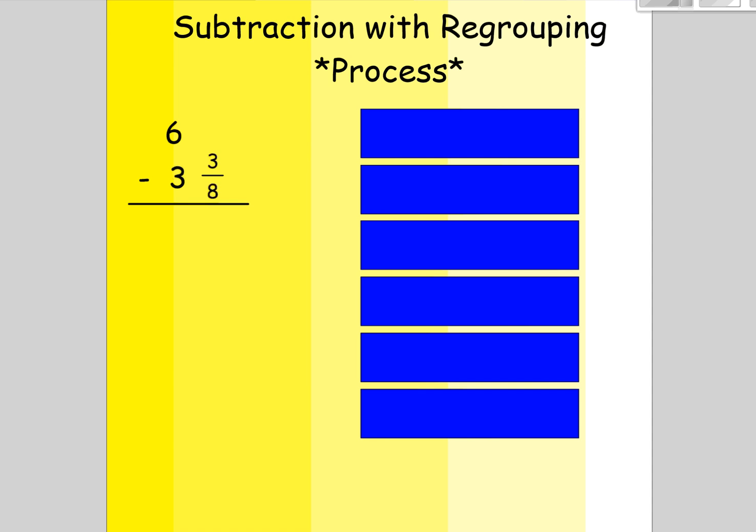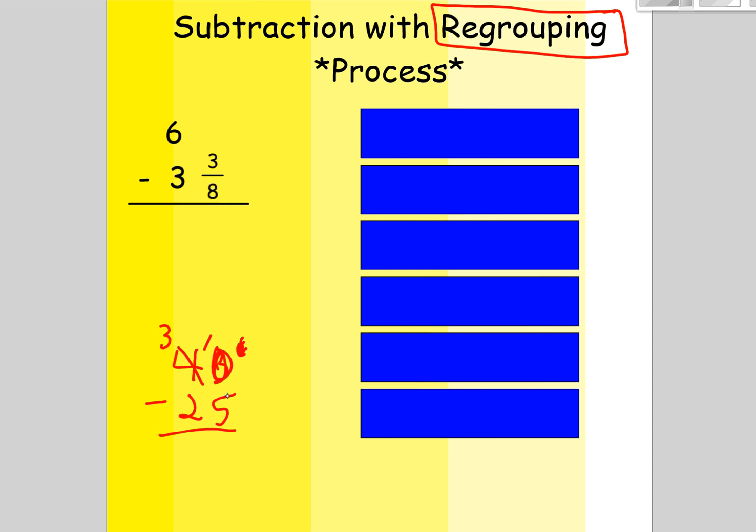Now, let's take a look at what the process is, what we've been doing when we do this. Now, to do 6 minus 3 and 3/8, I know I'm going to have to do some regrouping. Just like when we would do 40 minus 25, where there's nothing here because it's a 0, I would go next door, regroup. 10 minus 5 is 5, and 3 minus 2 is 1. That's how I would do my regrouping.